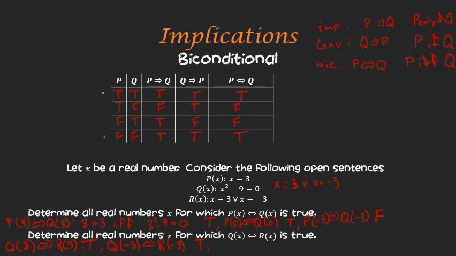And if we try anything else besides 3 or negative 3, well then R of that thing will be false, since it's not 3 or negative 3. And Q of that thing will also be false, because the only thing that makes Q true is if x is 3 or x is negative 3. So in any other situation, both R and Q would be false, and so the biconditional would be true there. So actually, Q of x if and only if R of x is true for all real numbers x.